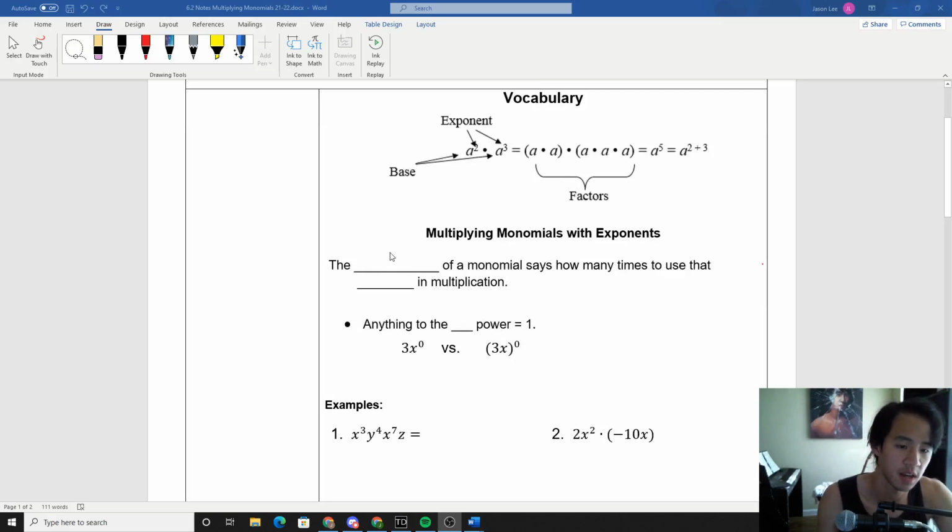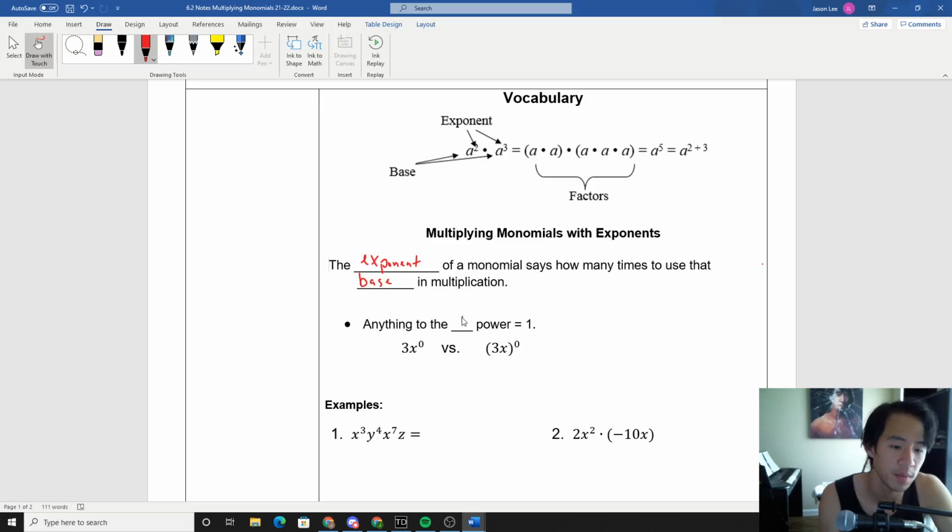If you want to fill this out, you can here too. This is just saying that the exponent of a monomial says how many times to use that variable for that base. So probably better in multiplication. Also, something else here, anything to the 0 power, the 0 power is 1.